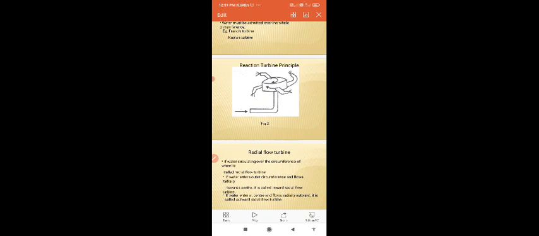Once again I am repeating the working principle, introduction of the Pelton wheel. Observe this. This is the diagram of the Pelton wheel. The Pelton turbine or Pelton wheel is a tangential flow impulse turbine.